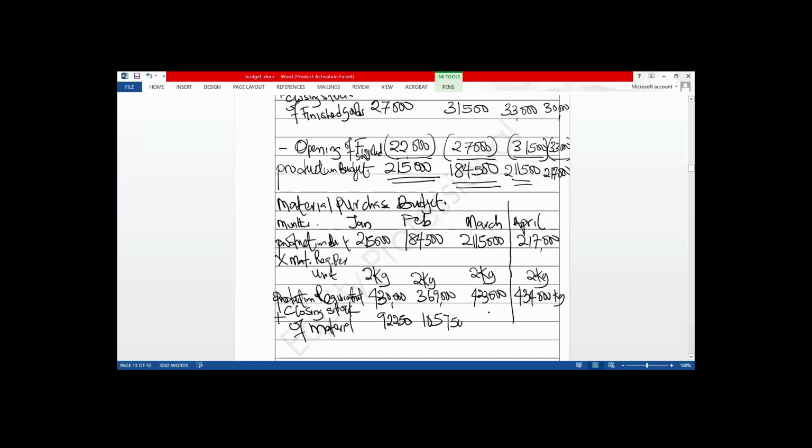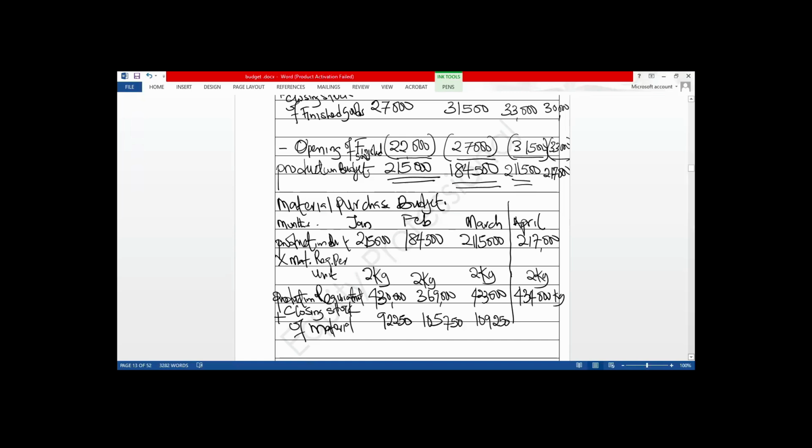If I want to get for March, then I need to compute 25% of April requirements. What do you have here? That's 109,250. I don't need to bother about this because I only require a 3-month budget. We only brought in April to help us.